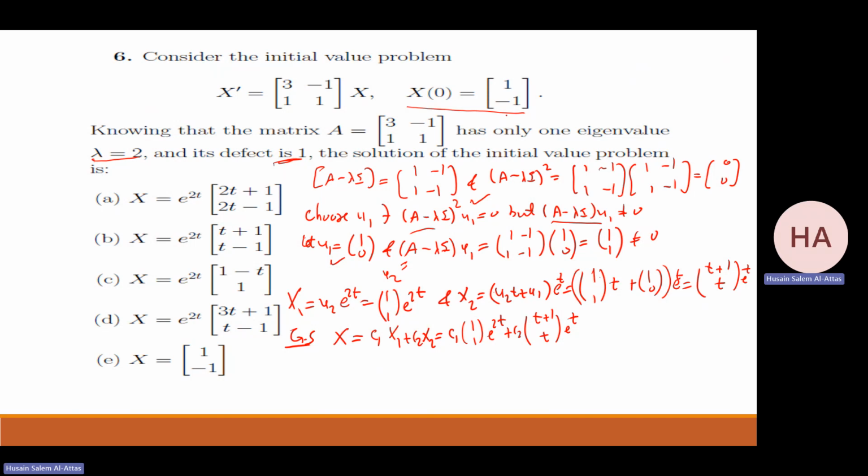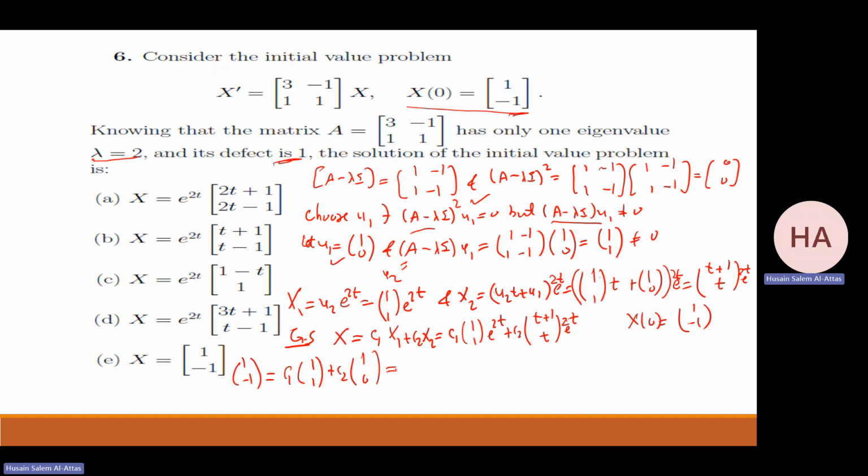Now we'll do the initial condition. I have the initial condition x at 0 equal 1, minus 1. So I have 1 and minus 1 equal, at 0, C1 times 1, 1 plus C2 times t equals 0, that will be 1, 0. E to the power 0 will be 1. Sorry, this is e to the 2t; the eigenvalue is 2.